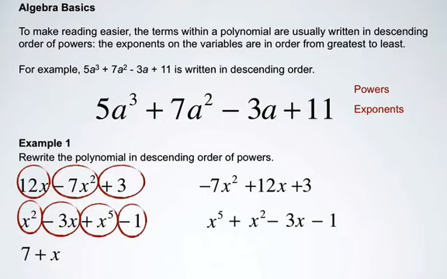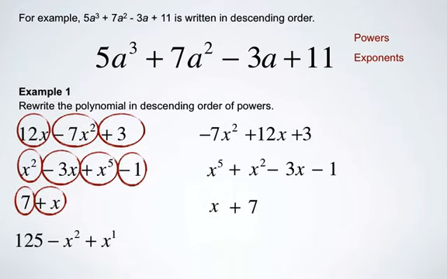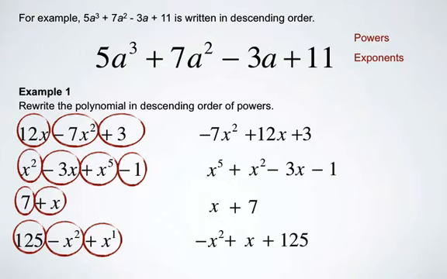What about 7 plus x? x is our only power, it's the only variable, x to the first, and then our constant goes at the end, and because it's in front with no sign, we know it's positive. And finally, 125 minus x squared plus x to the first. Negative x squared is our highest power. Positive x to the first is our next one, and we don't need the 1, it can be just x. And 125 is our constant at the end.